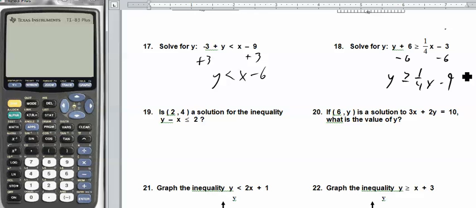So on this one, is (2, 4) a solution for the inequality y minus x is less than or equal to 2? We could just put these two values in. So 4 minus 2 is less than or equal to 2, because the 4 was the y and the 2 was the x. So 4 minus 2 is 2, is less than or equal to 2. So yes, it is a solution.